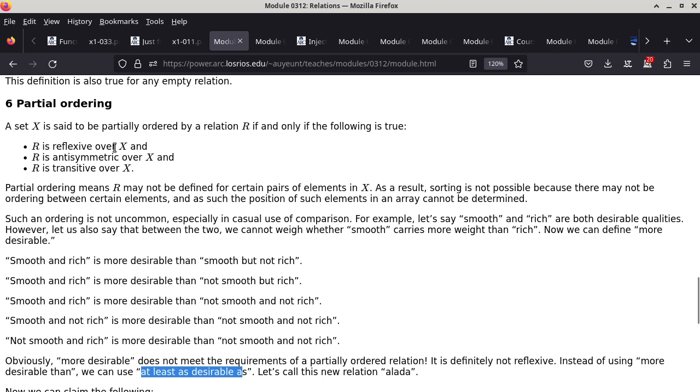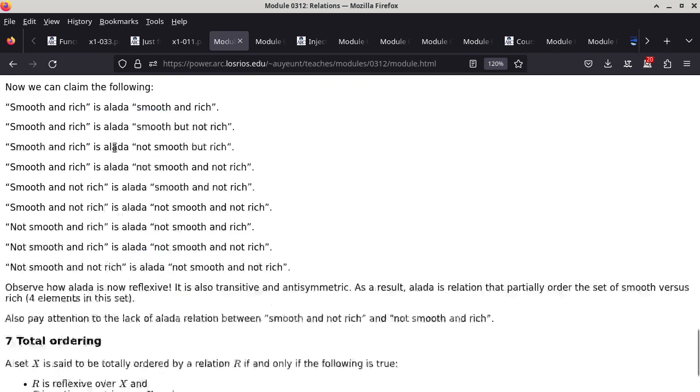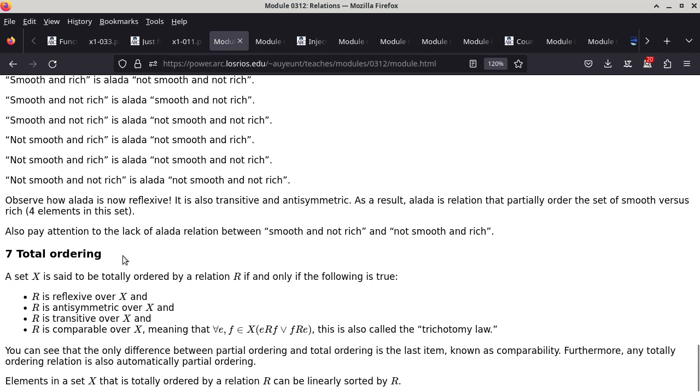So that means partial ordering is kind of cool, but we need total ordering in order for a sorting algorithm to work. So a total ordering means it is almost exactly the same thing as partial ordering. You still need R to be reflexive. You still need R to be anti-symmetric. You still need R to be transitive. But there's one more thing that you need, which is R has to be comparable over X.